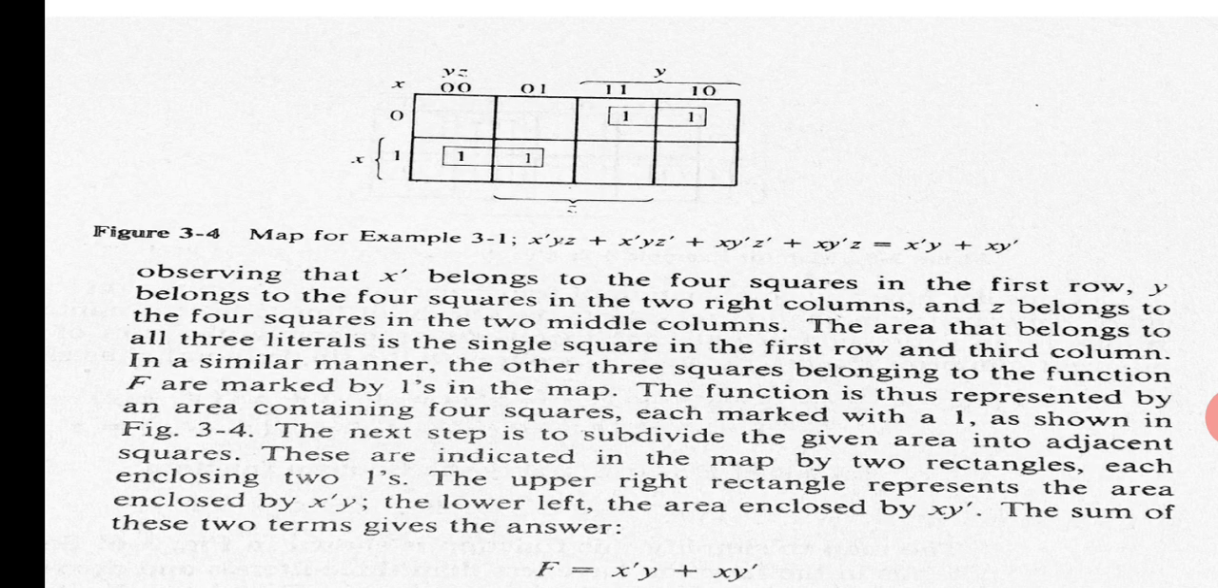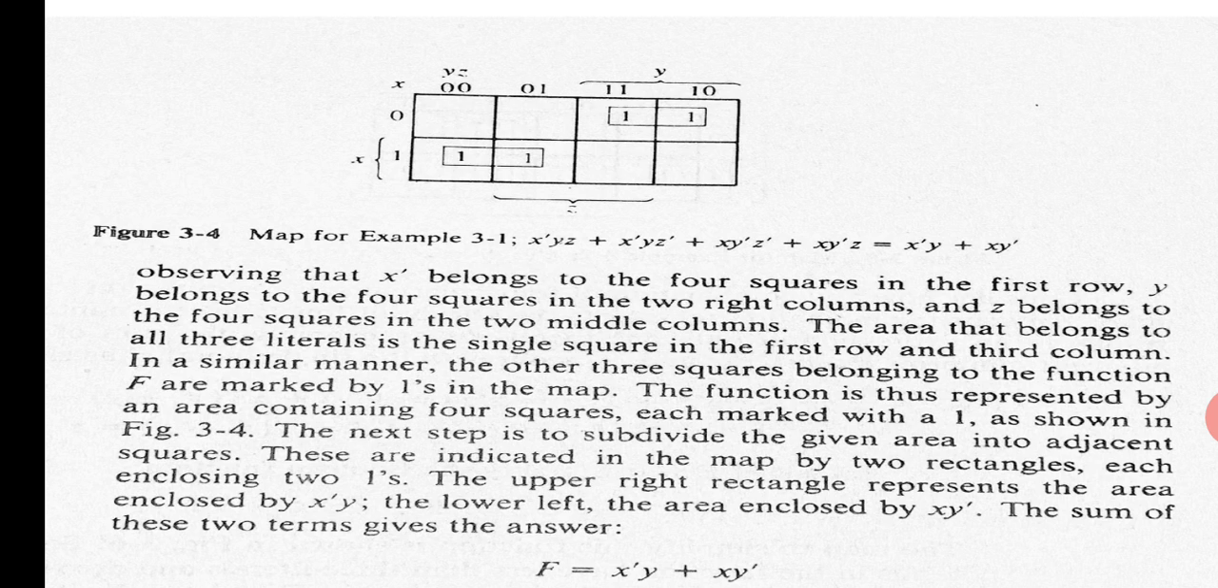Now the next thing is, f is marked by ones in the map. Whatever function they have given in the Boolean function, that position is marked as 1 in that particular square. The function is thus represented by an area containing 4 squares, each marked with 1, as shown in the figure. You can just concentrate. The next step is to subdivide the given area into adjacent squares. These are indicated in the map by 2 rectangles, each enclosing 2 ones. So they are grouping the adjacent ones together.